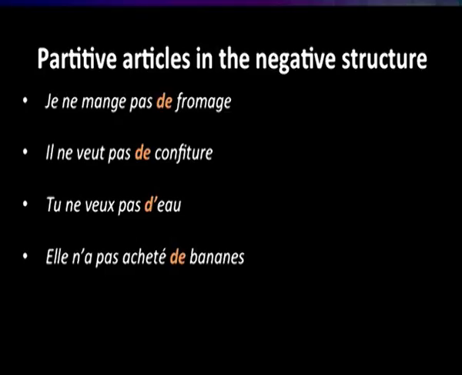Now let's see how the partitive articles change in the negative structure. When the sentence is in the negative form, there are only 2 partitive articles that can be used, de and d'. For example, je ne mange pas de fromage, I don't eat cheese. Il ne veut pas de confiture, he doesn't want jam. Tu ne veux pas d'eau, you don't want any water. Elle n'a pas acheté de bananes, she didn't buy any bananas.